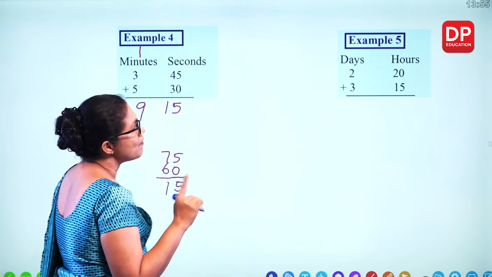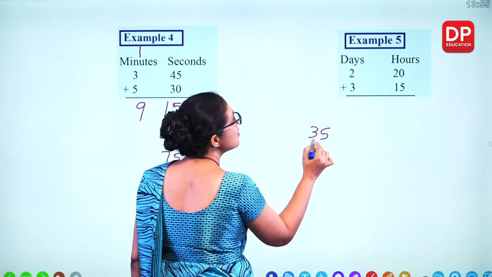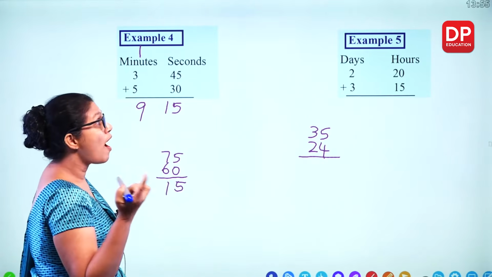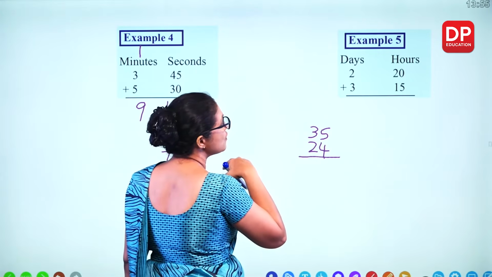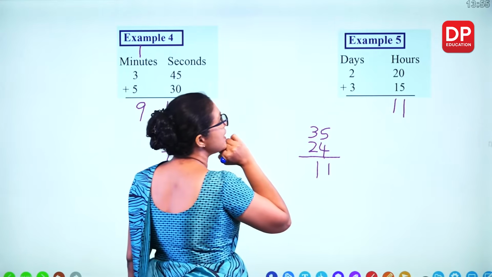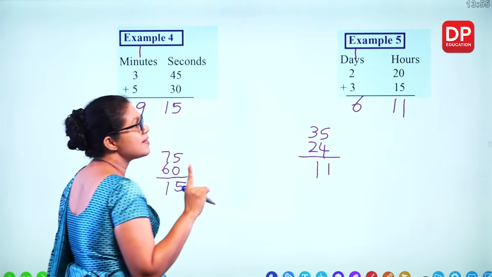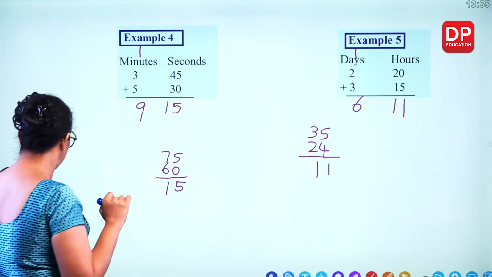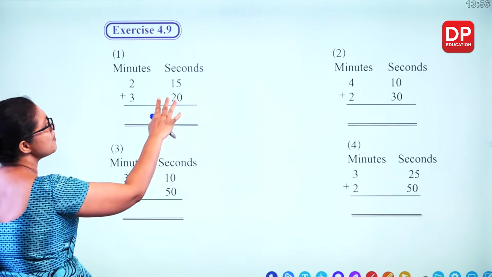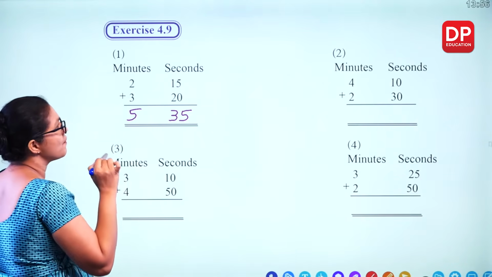This one, days and hours. 20 plus 15, 35. That's more than 24 hours. So subtract 24 from that. You get 11. So 11 hours remaining. So you are adding 1 day here. 3 plus 2, 5 plus 1, 6. 6 days and 11 hours. Exercise 4.9. Add the times. 20 plus 15, 35. That's okay, less than 60. 3 plus 2, 5.